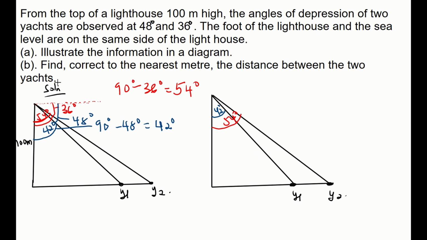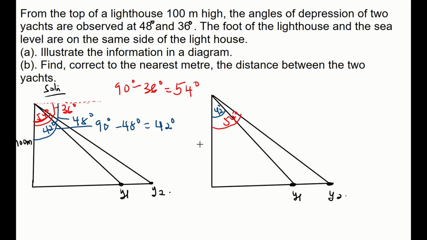Now let's look at B. Find, correct to the nearest meter, the distance between the two yachts. We have finalized the first question by illustrating the information in a diagram. For the second one, we have to find, to the nearest meter, the distance between the two yachts. This is yacht 1, this is our yacht 2.